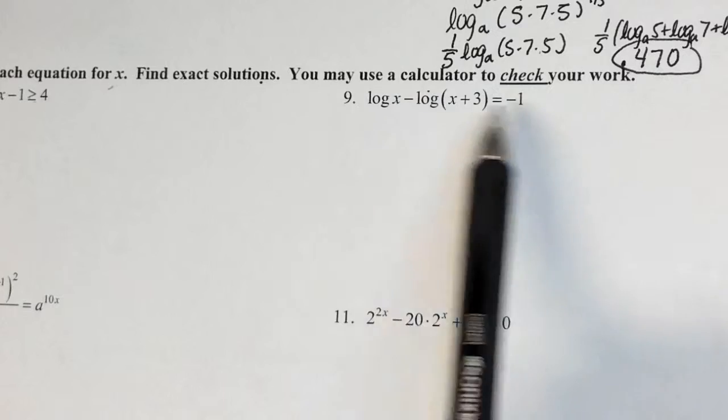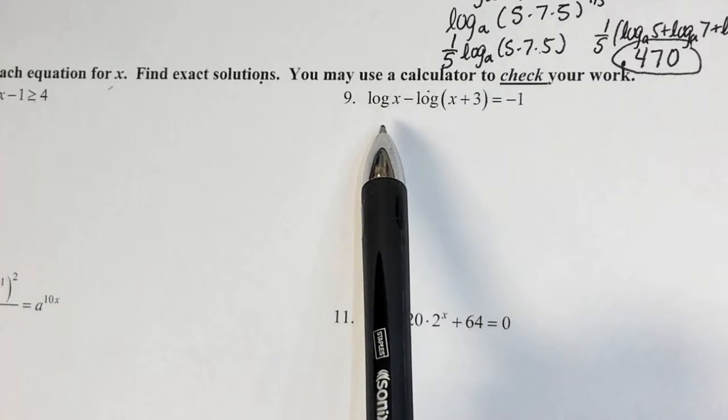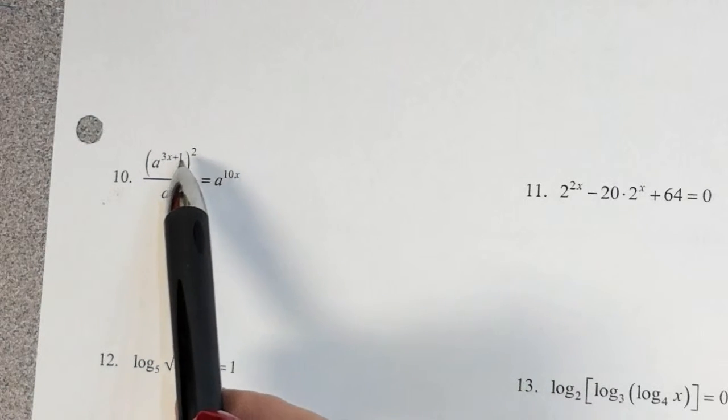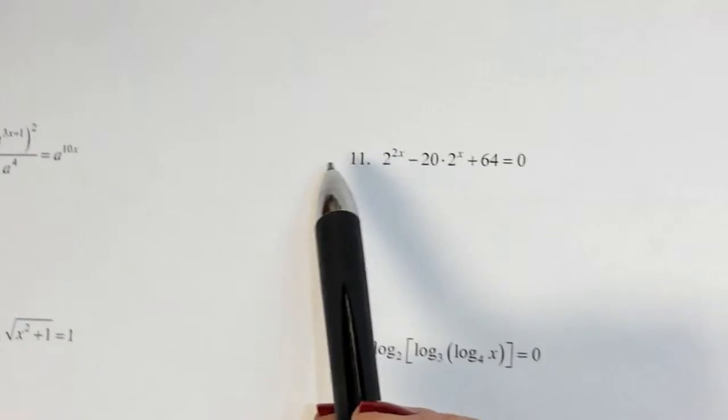What did I say you have to do first if you have two logs? Condense it. Keep that in mind when you get to that. On this one, what happens if you have a power to a power? What do you do with the powers? Multiply them, okay? Keep that in mind.